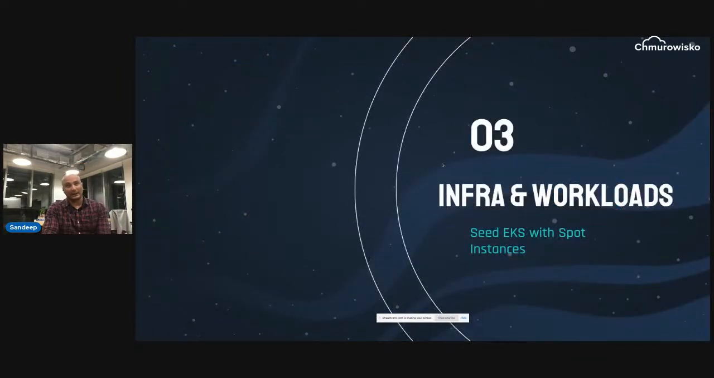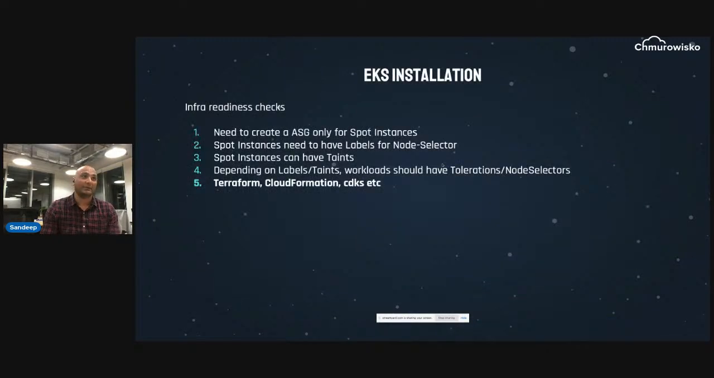The infra is the first thing you need to create, and how you create it is important, because you need to make your EKS ready with spot instances and the workloads that can run on it. We need to create an ASG for spot instances. We can give some labels for the node selectors. We can also give taints on the spot instances. We can give taints on all the nodes, but of course, since we have spot instances, taint them also. Depending upon these labels and taints, workloads should have tolerations and node selectors. I will show you the code later on.